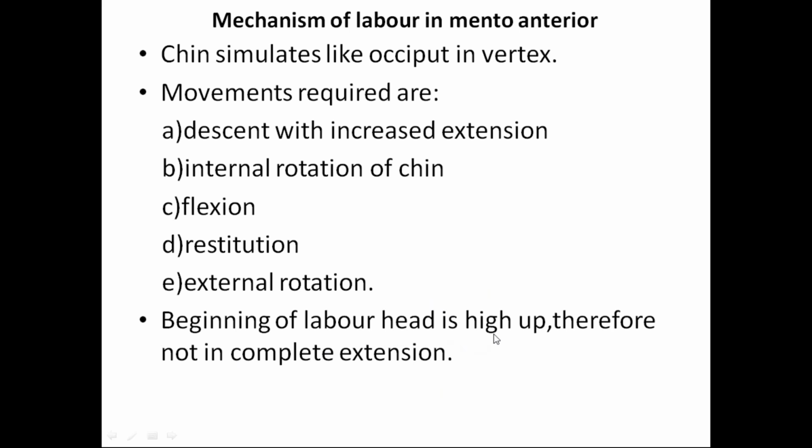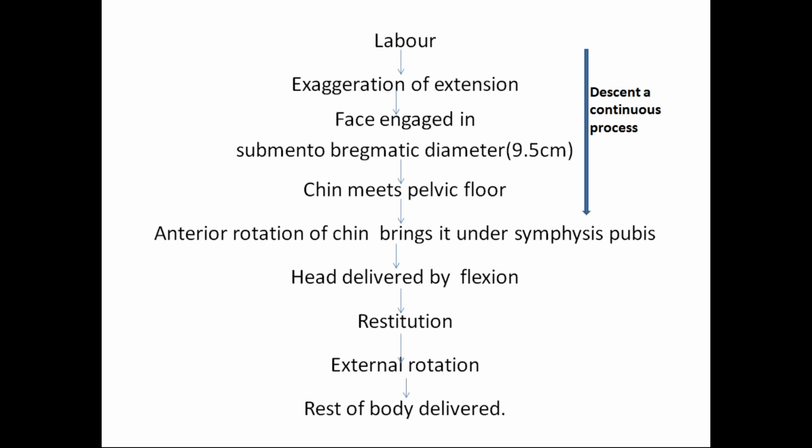So at the beginning of the labor, the head is high up, therefore not in complete extension. So as the baby is descending down, it undergoes more and more of extension. Labor descent with the extension, then submentobregmatic diameter same 9.5, meets the pelvic floor, anterior rotation, it brings the chin underneath the symphysis pubis, delivered by flexion, restitution, external rotation, and rest of the body. So there's no problem because the diameter of engagement is the same.